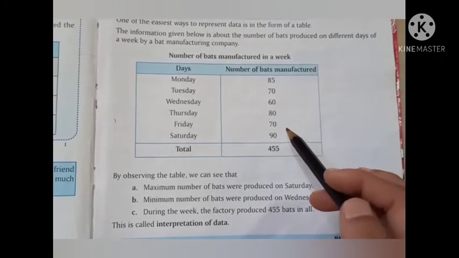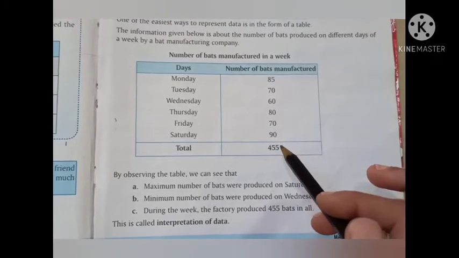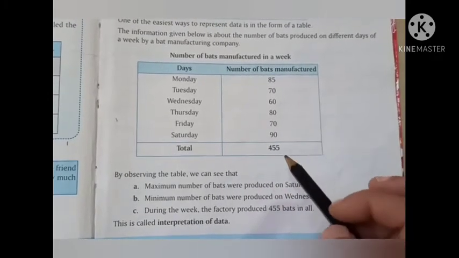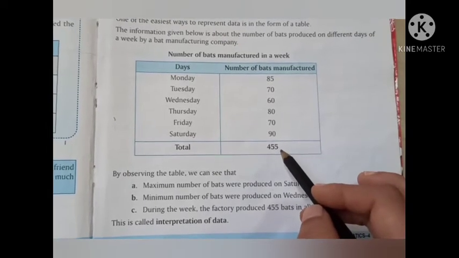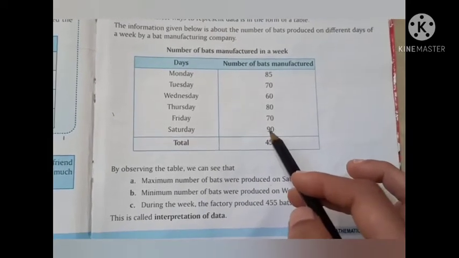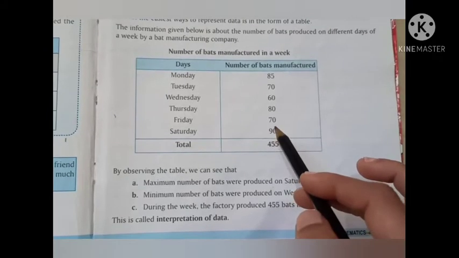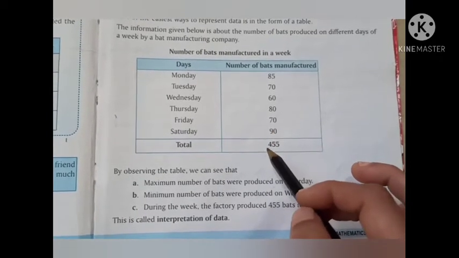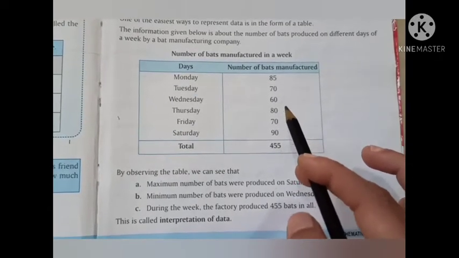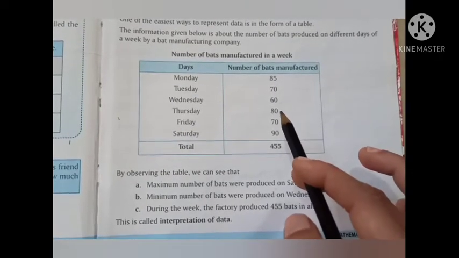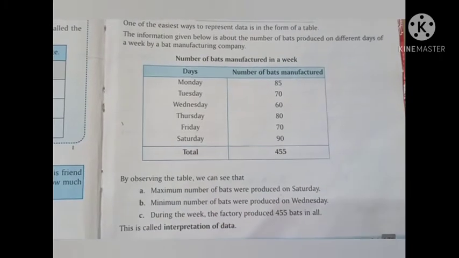If a question is asked how many bats they manufactured in the total week, then we can easily say the answer is 455. So this is called interpretation of data, or understanding of the data. Such type of questions based on tabular form can be given to you in the exams.